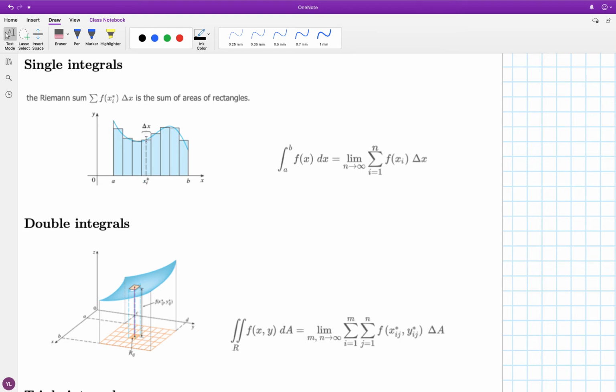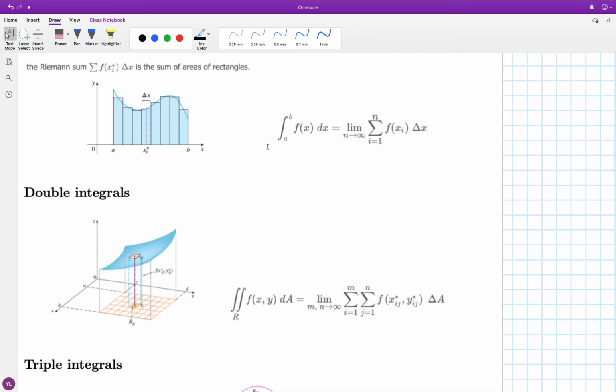and we use that representative, plug it into the function to get a height of a rectangle, and then we construct the area of each of the rectangles with that given height times the width of the base here, which is delta x, and then we form an estimate of the area under the curve by adding up all those areas of all those rectangles. That's called a Riemann sum, and the definite integral is defined to be the limit of those Riemann sums as the number of rectangles approaches infinity. So that is the definition of the single definite integral.